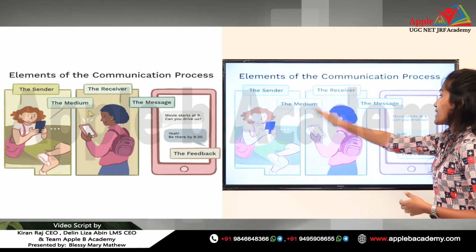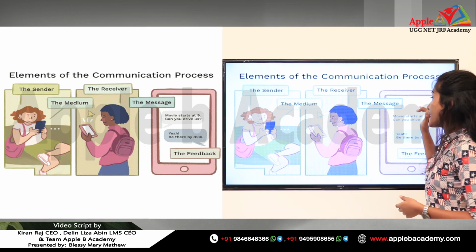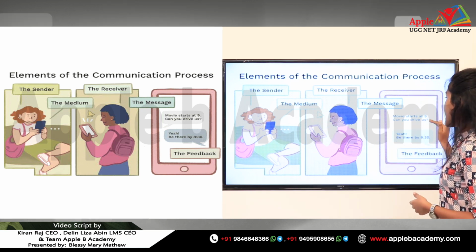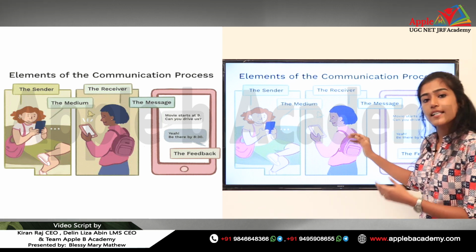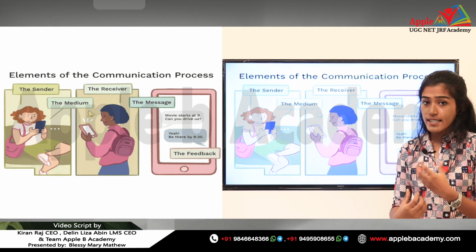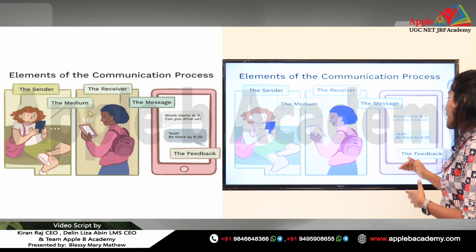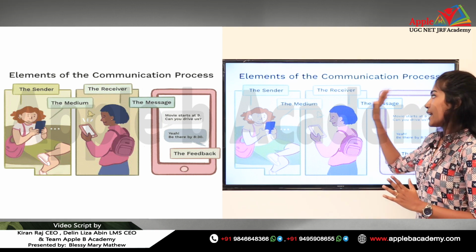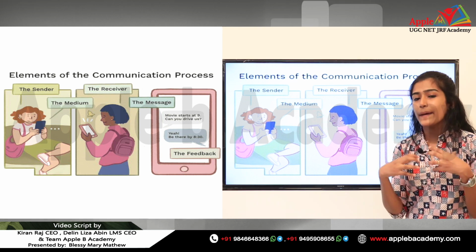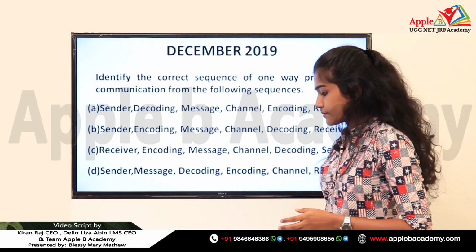So the sender is sending the receiver a message through the medium mobile phone, and the message is: movie starts at 9, can you drive us? After getting this message, the receiver is decoding the message and understands it, and then she is sending a feedback which is: yeah, be there by 8:30. So I hope this picture gives you a better understanding about the process of communication.